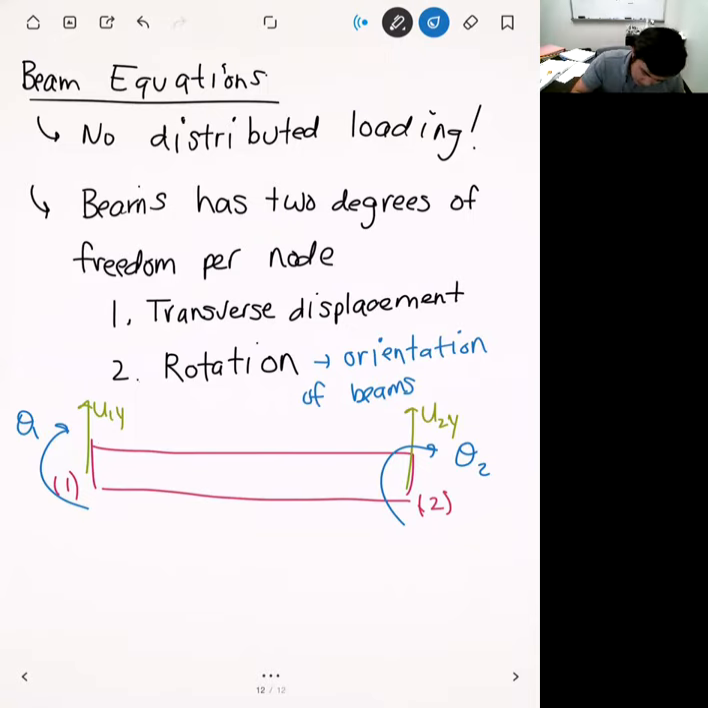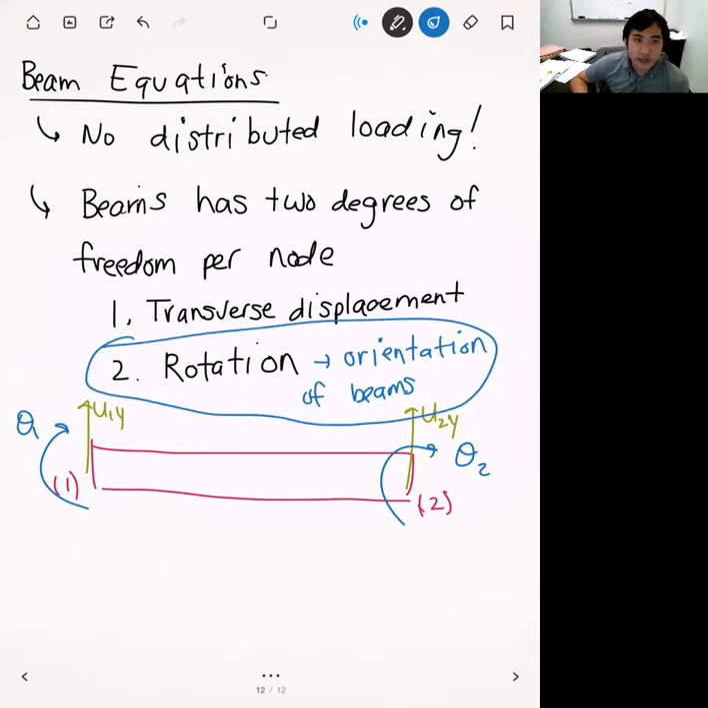Okay, and if you recall from activity 4, this rotation is what makes shell and beam elements unique from our solid type elements.